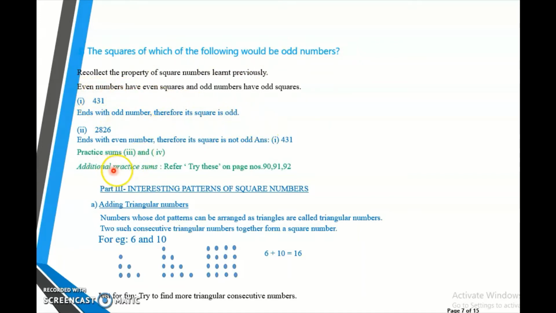For additional practice, try these on page number 90, 91 and 92.